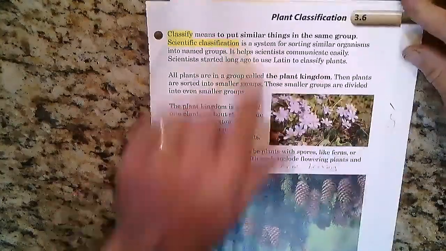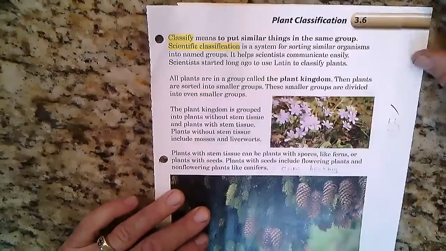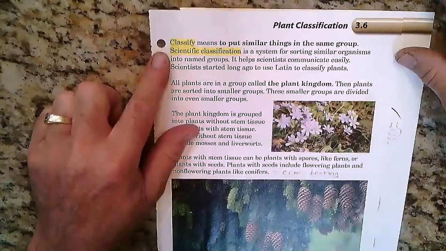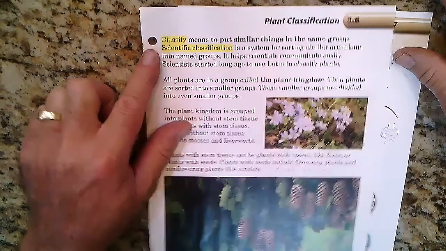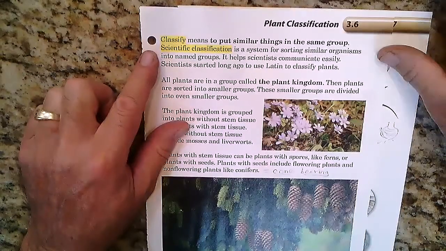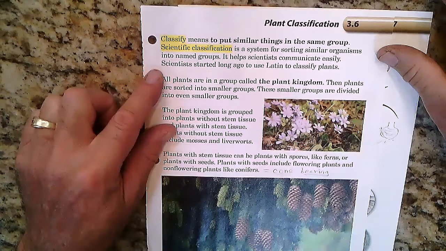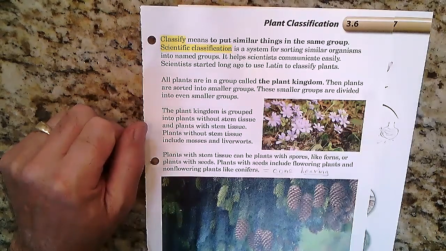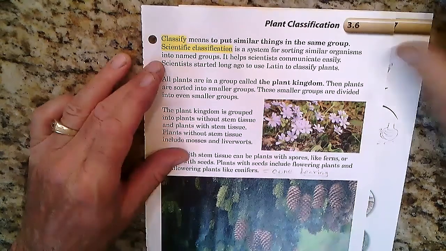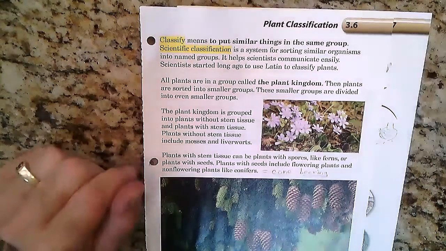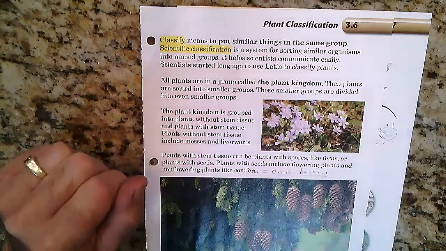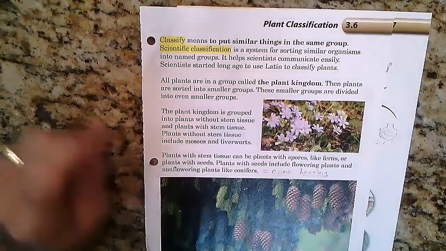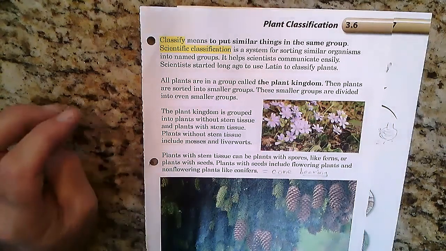So this section in your workbook says plant classification. Classify means to put similar things in the same group. Scientific classification is a system for sorting similar organisms into named groups. It helps scientists communicate easily. Scientists started long ago to use Latin to classify plants. And by the way, Latin dates all the way back to the Greek and Roman empires, so long ago that we've studied in our Bible studies, of course.